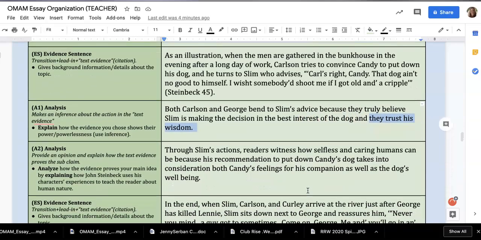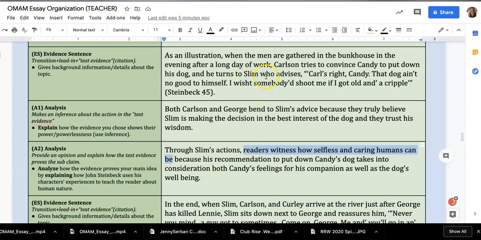Then my second analysis needed to explain how John Steinbeck uses his character's experiences to teach the reader about human nature. So what I did was I said, through Slim's actions, readers witness how selfless and caring humans can be because his recommendation to put Candy's dog down takes into consideration both Candy's feelings for his companion as well as the dog's well-being. So to me, what the readers learn is right here. Readers witness how selfless and caring human beings can be. Okay, then I give the example.